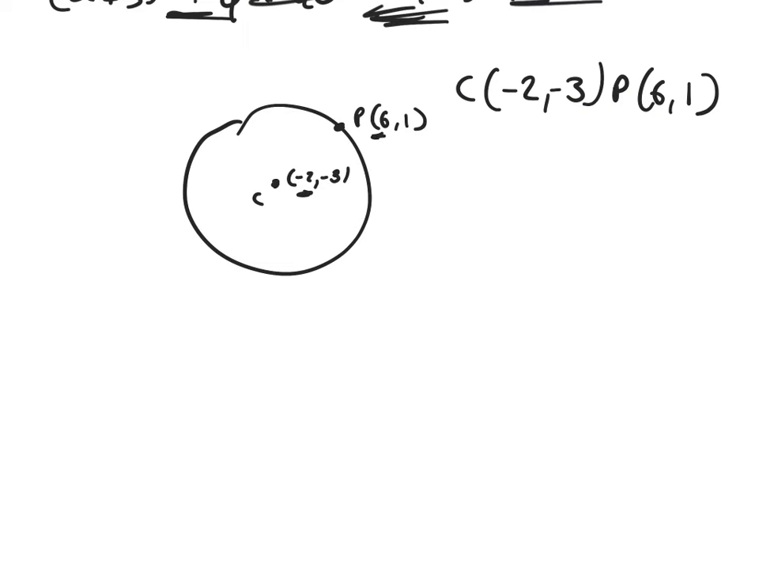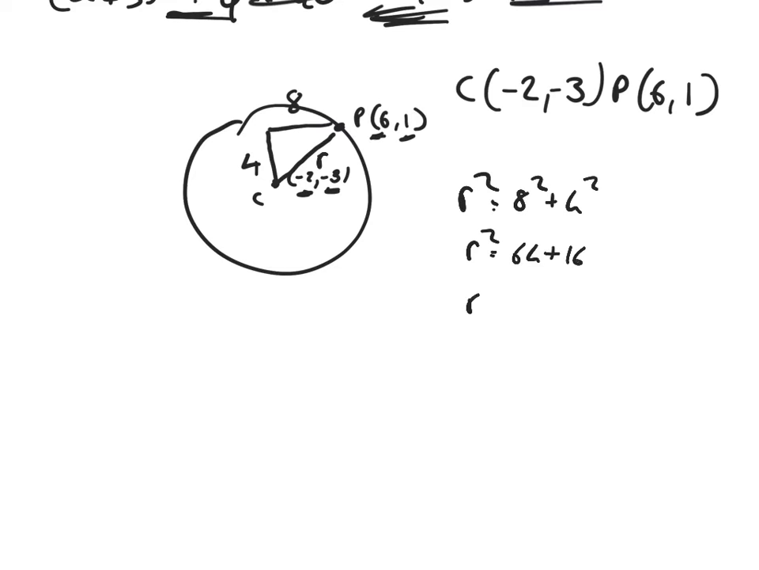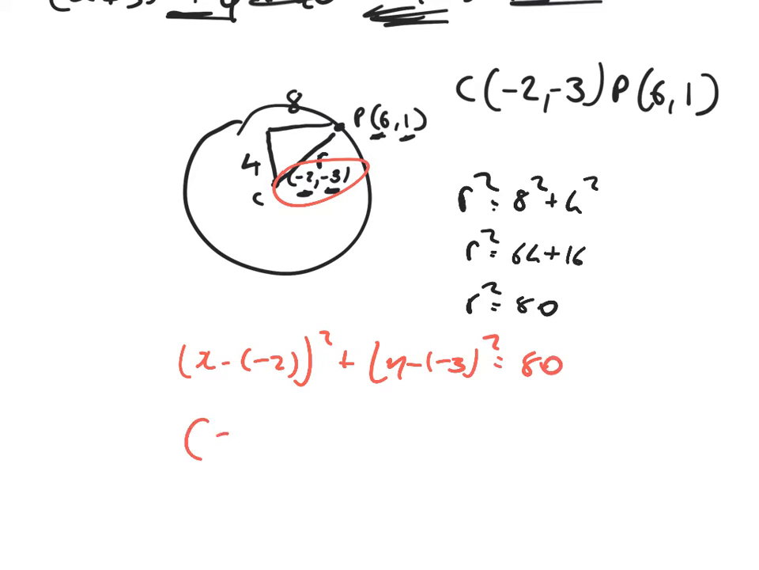To get from minus 2 along to 6, that would be 8 along. To get from minus 3 up to 1, that would be 4 up, and I can call that r. r squared is equal to 8 squared plus 4 squared. r squared equals 64 plus 16, and r squared is equal to 80. There's my circle centre, (x minus minus 2) all squared plus (y minus minus 3) all squared is equal to 80. Let's simplify. (x plus 2) all squared plus (y plus 3) all squared is equal to 80.